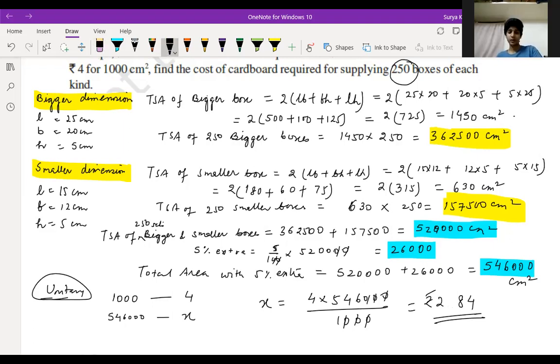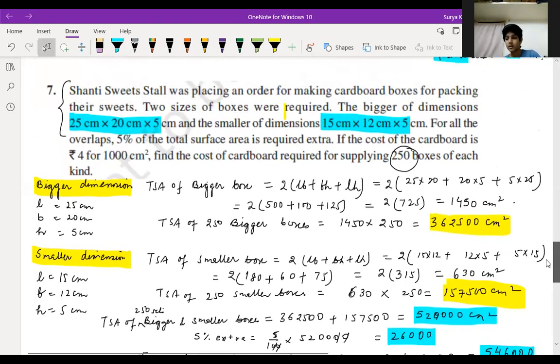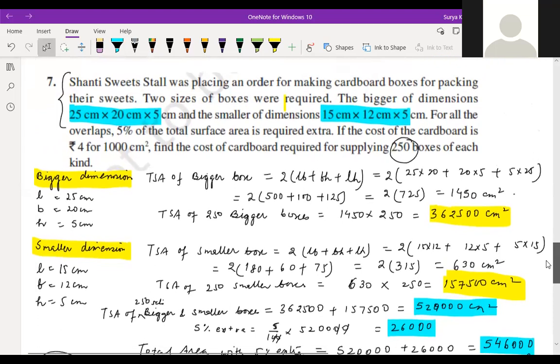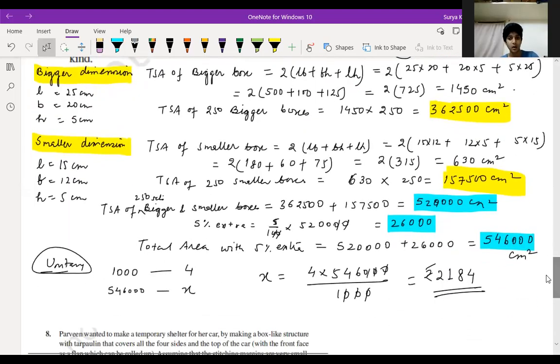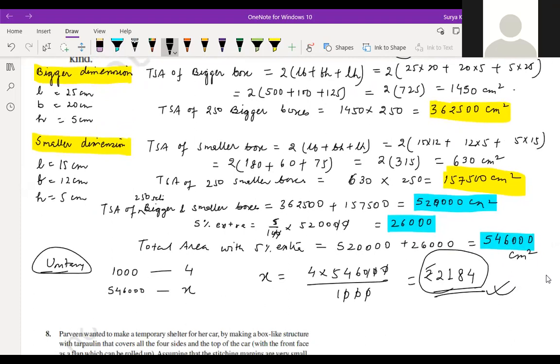The cost of cardboard is 4 rupees per 1000 centimeters square. This is the cost of cardboard. 2,184 rupees you should get, for 250 sets, bigger as well as smaller. So like this it's coming, right, children? Yes, sir. Sir, we did it for 500. We did for 250 separately.